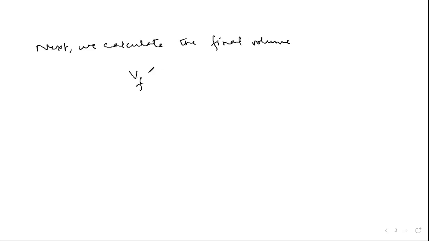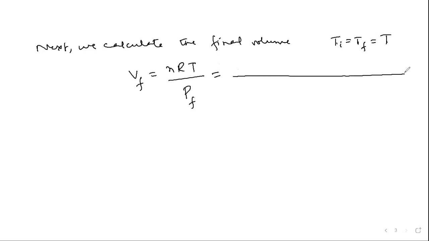Again, we use the ideal gas equation. It will be nRT by Pf, because PfVf will be equal to nRT. T is constant, so Ti is same as Tf is same as T, which we have solved, right? So Vf is nRT by Pf. So let us solve it. Substitute the values.